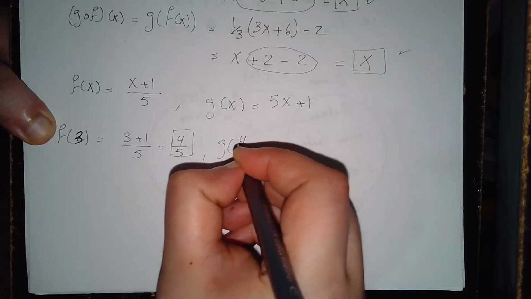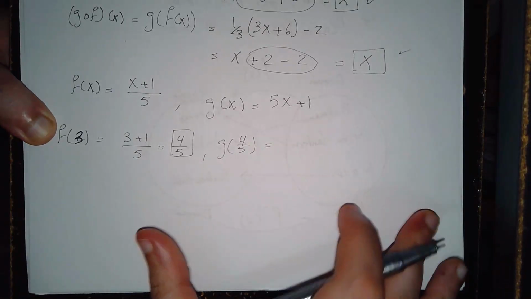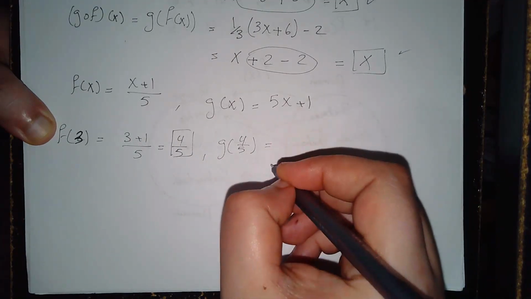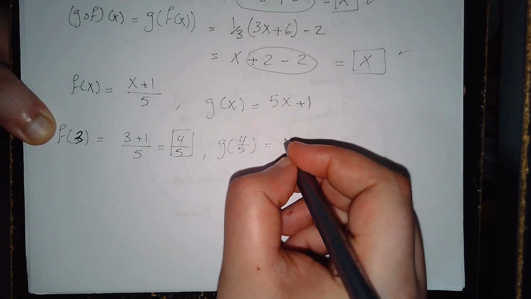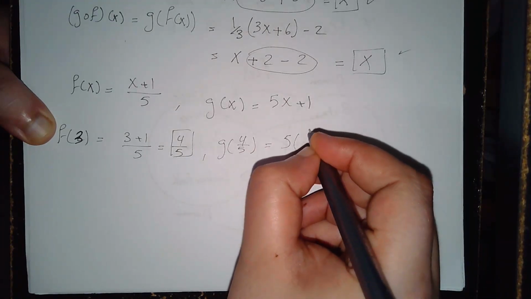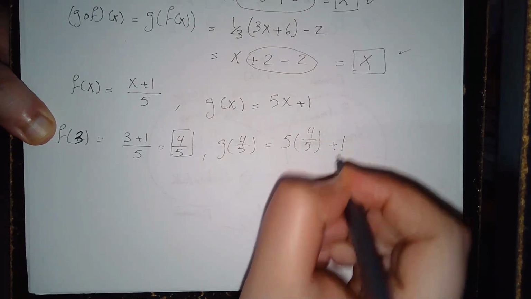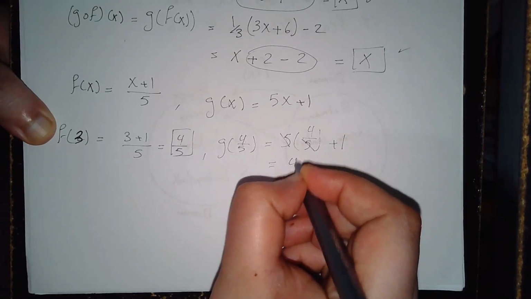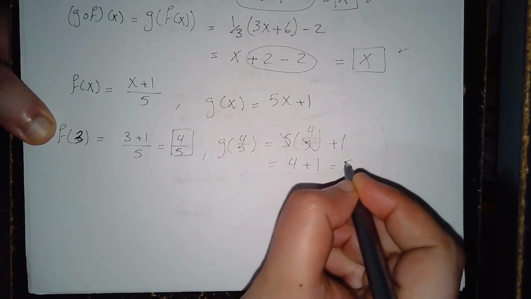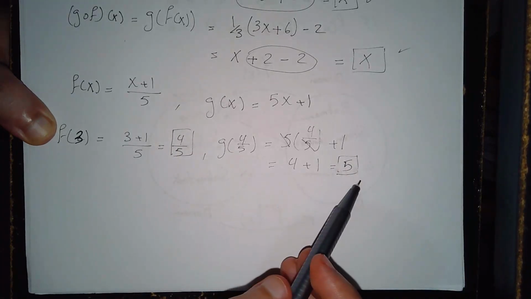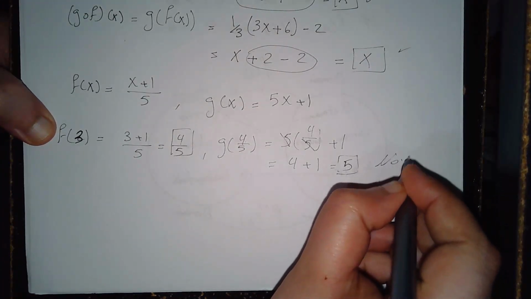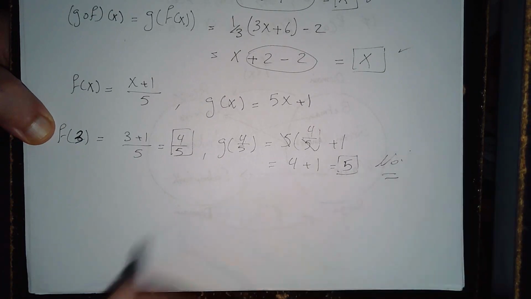g of 4 over 5 equals. So over here we have 5 times 4 over 5, plus 1. The 5 with the 5 on the bottom are going to cancel, and you have 4 plus 1, which is 5. But wait, it's 5, not 3. So that means that this is not an inverse. These two are not inverses.